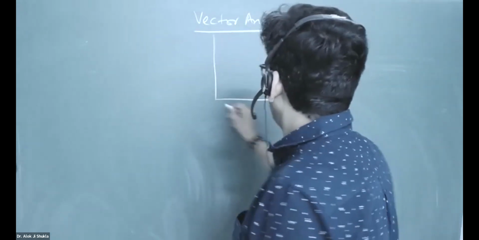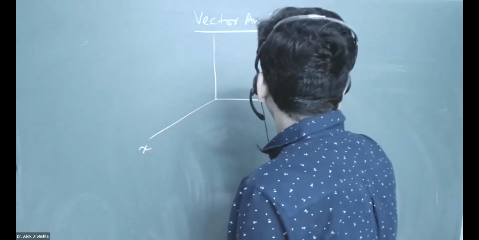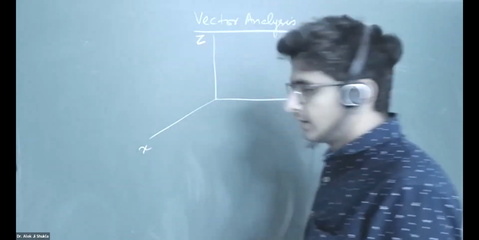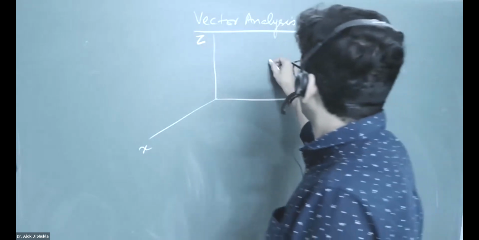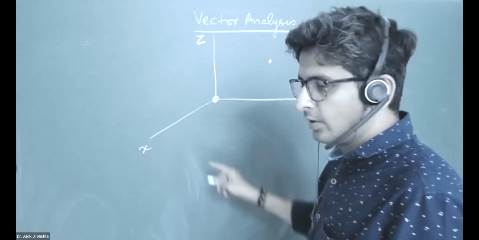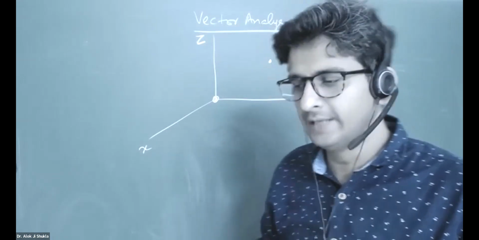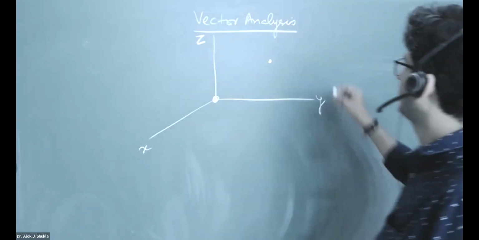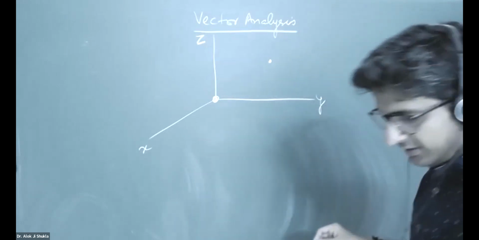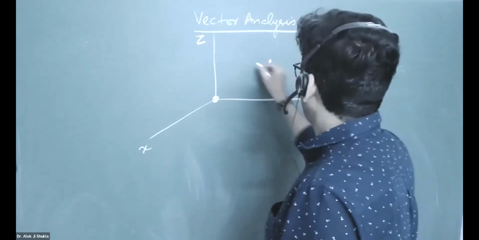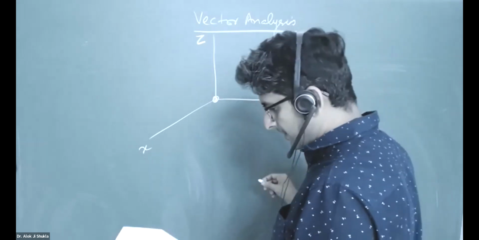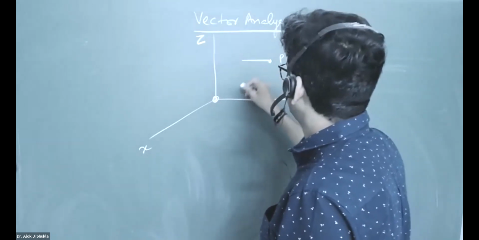So in the rectangular coordinate system, if this is your x, y, z, a point P is represented here. What is this origin? The origin is the intersection of the x equals 0, y equals 0, and z equals 0 planes. And this point, I would just draw a little bit.